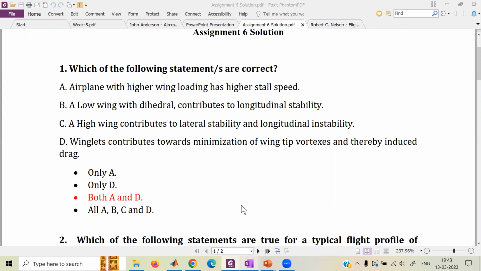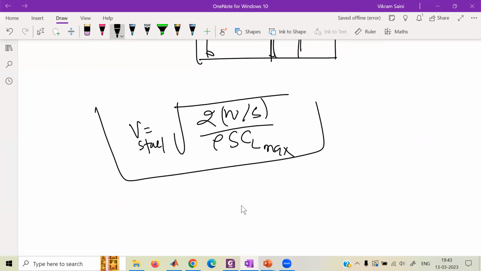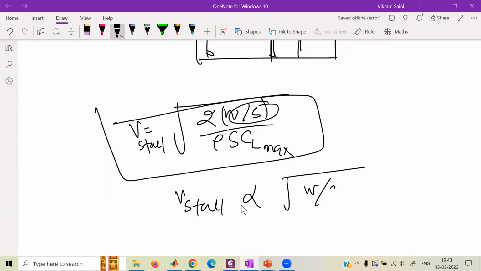Right. This is the formula, right? And this is your W by S. So V stall is proportional to the square root of W by S. So it's connected directly. If you increase one, definitely the other one will increase. And an airplane with high wing loading has higher stall speed. Correct. We have checked it.